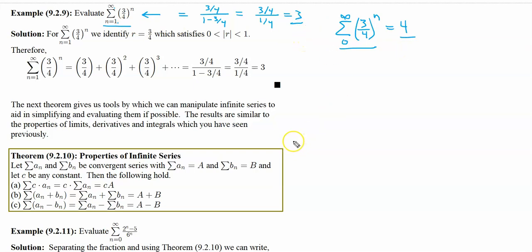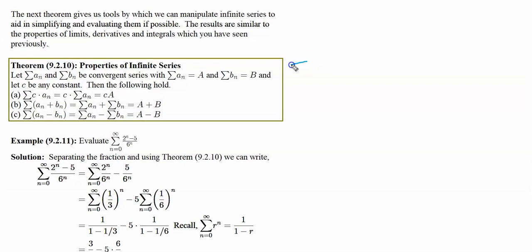Now let's take a look at some properties of infinite series. Here we have some common properties that we use to manipulate infinite series. This theorem makes the following statement. If we're given two convergent series, suppose that the series involving the a_n's converges to A, and the series involving the b_n's converges to capital B. And also let C be any fixed constant. Then we have these three properties.